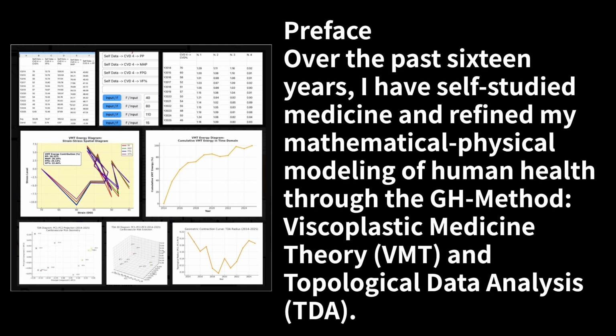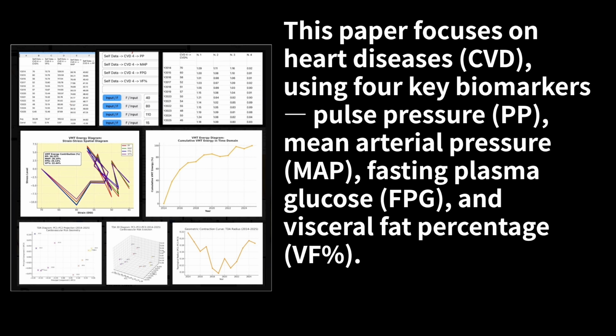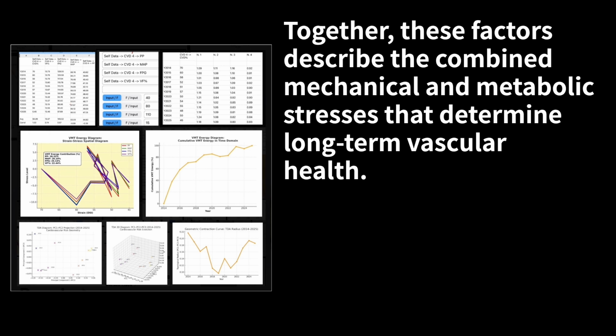Preface. Over the past 16 years, I have self-studied medicine and refined my mathematical physical modeling of human health through the GH method, Viscoplastic Medicine Theory, VMT, and Topological Data Analysis, TDA. This paper focuses on heart diseases, CVD, using 4 key biomarkers: pulse pressure, PP, mean arterial pressure, MAP, fasting plasma glucose, FPG, and visceral fat percentage, VF%. Together, these factors describe the combined mechanical and metabolic stresses that determine long-term vascular health.